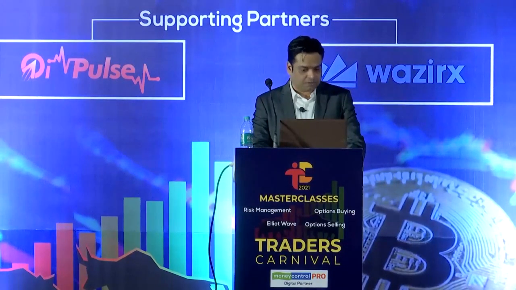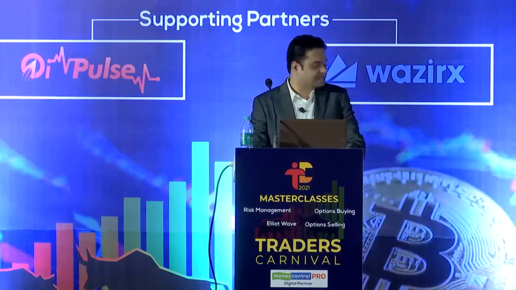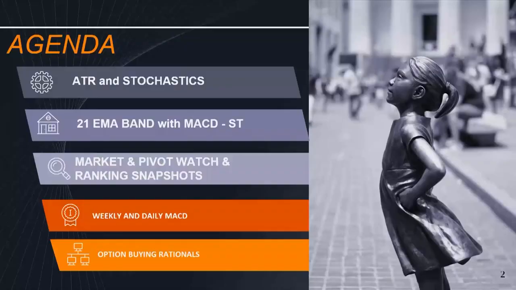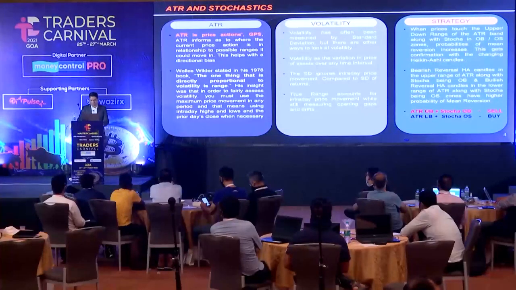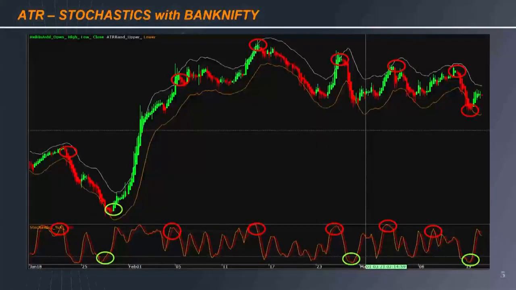So let me come to the first strategy, that is a mean reversion strategy, ATR stochastic. So these are the few things that we'll be covering. Let me start with the first thing, that is ATR and stochastic. So basically, in a nutshell, we are looking for mean reverting strategies. If the price has reached, I hope all of us know about ATR. So what we are trying to do here, let me show the chart, then I'll come back to the indicator and whatever we are looking at. Yeah, I think it's pretty much clear.